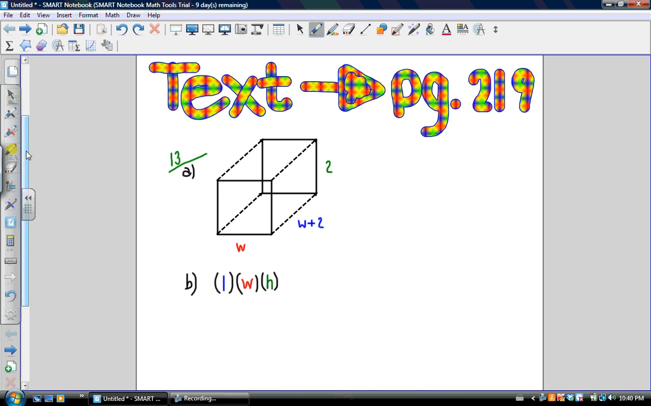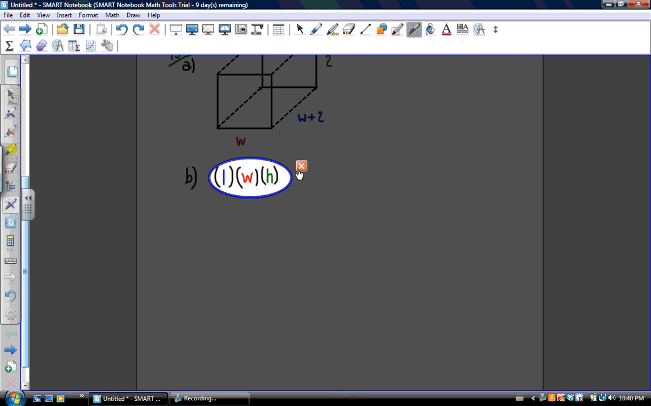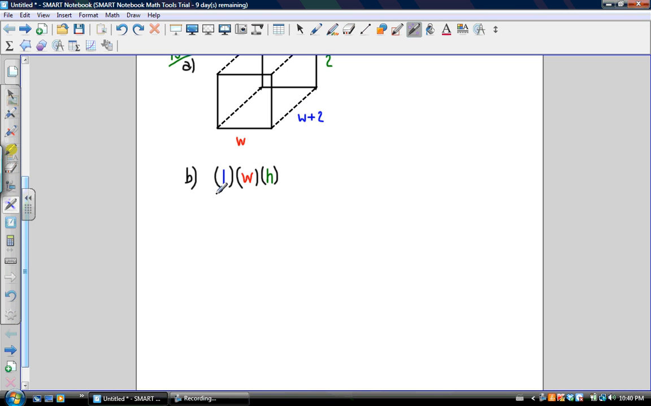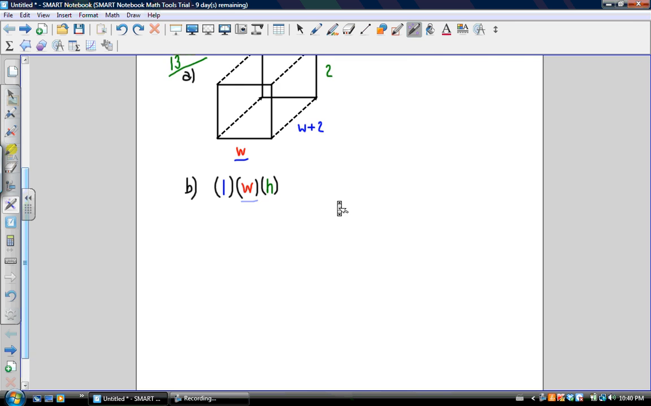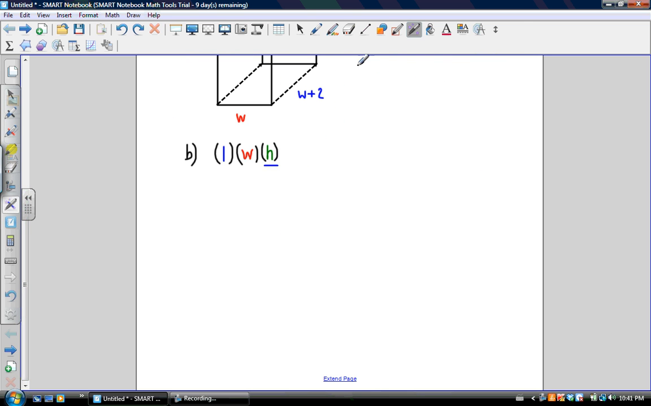So if you look at the volume formula, which is L times W times H, the L is the length, W plus 2. The W, or the width, is W in a rectangular prism, just so happens to be the same. And H, or height, is 2. We can now substitute these into the equation and write it out like so.